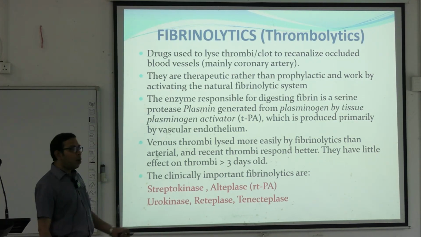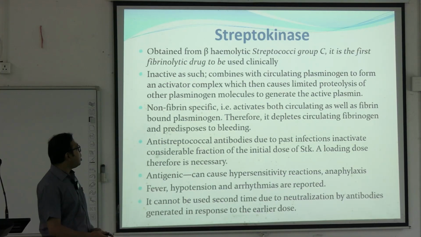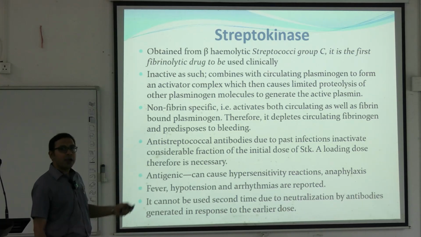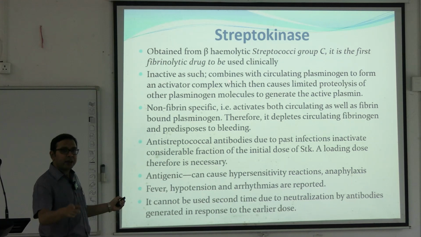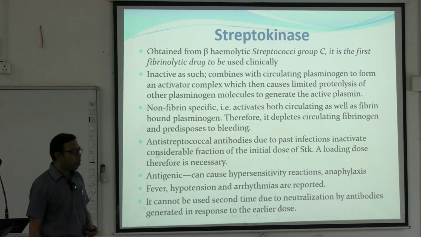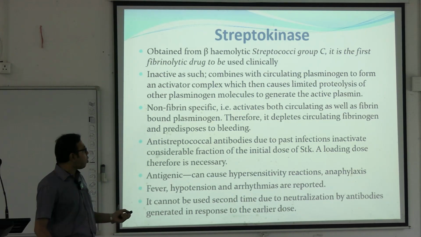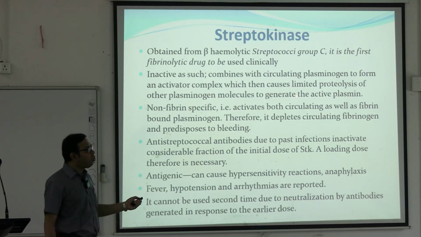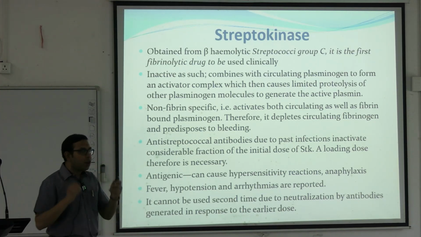The clinically important fibrinolytics are streptokinase, Alteplase, Reteplase, urokinase and Tenecteplase. Okay. So streptokinase is the first one, which is obtained from the beta hemolytic streptococci group C. It is basically inactive at first, but when we inject it, it combines with the circulating plasminogen to form an activator complex, the streptokinase-plasminogen activator complex, that causes limited proteolysis of the other plasminogen molecules to generate the active plasmin. More and more active plasmin is generated with this combination.